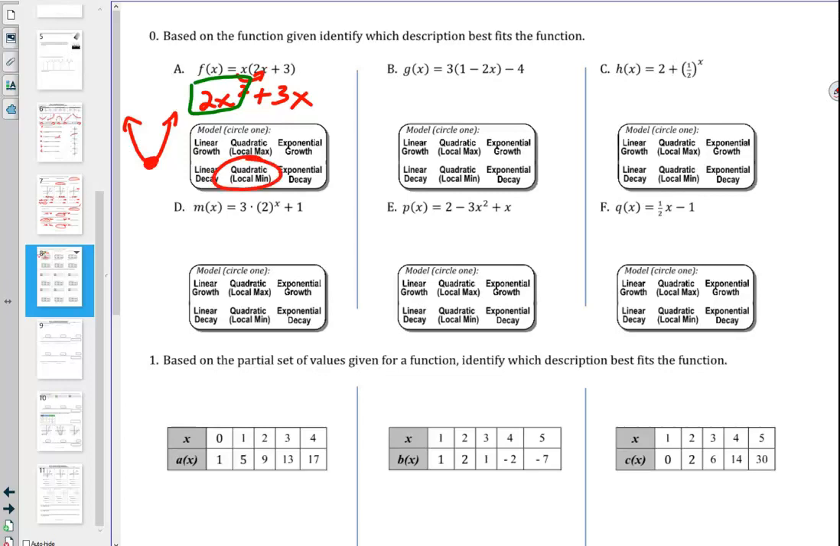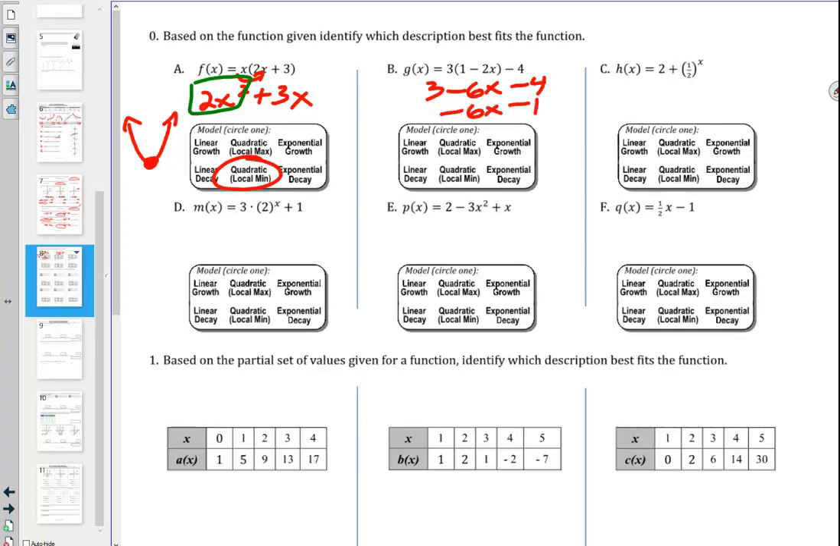Kiara, you following me? If we got B, if you get rid of the parentheses, even without the parentheses, the x is still going to be to the first power, even if you combine like terms. So what would this be? Actually, you know what? Let's combine like terms. 3 minus 4 is. You didn't have to, but it's definitely going to be linear, right?